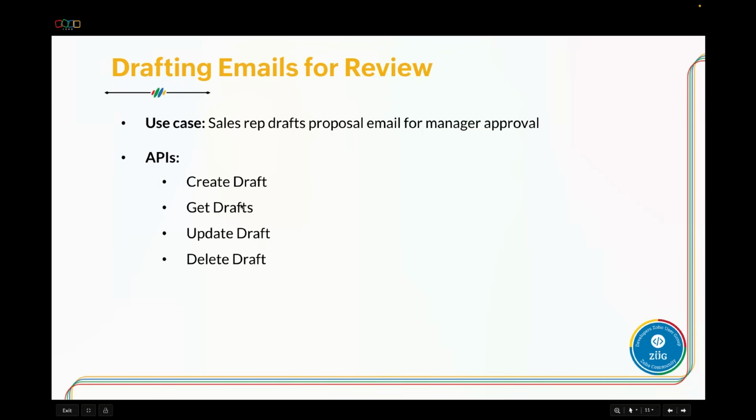We have the get drafts API using which my manager can easily pull up all the pending drafts for review. Then we have the update drafts API. Either of us, my manager or I, can tweak the content before it is sent. And then there is the delete draft API. If the deal changes direction or there is something else going on, we can remove the draft altogether. We can keep our CRM clean using the delete draft API. It's a simple way for the sales team to review and refine important emails without ever having to leave CRM.